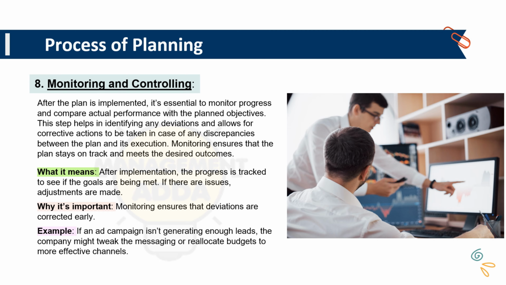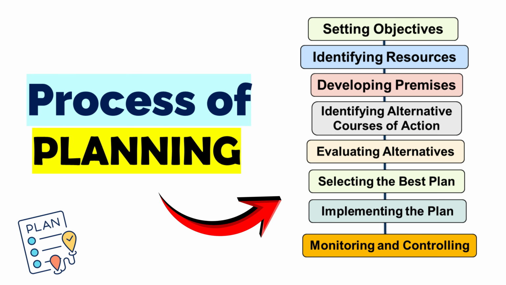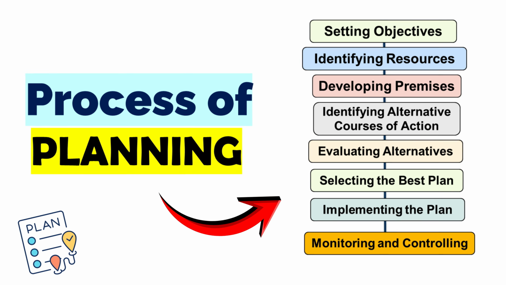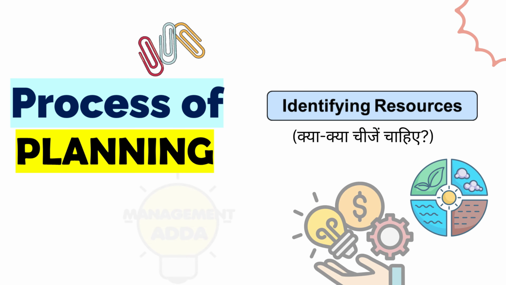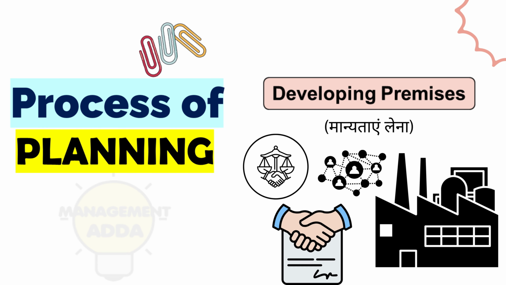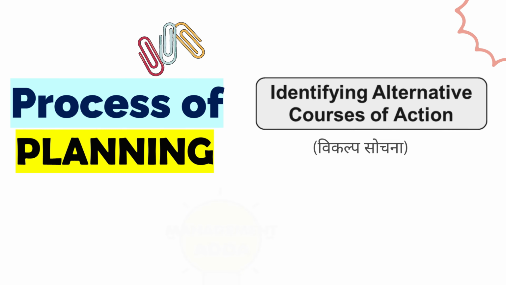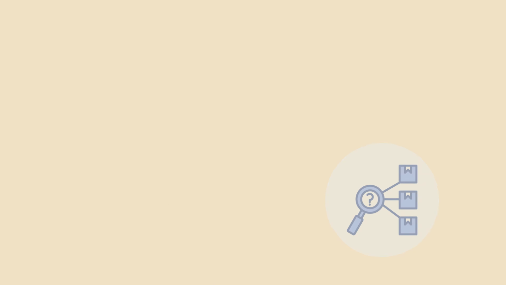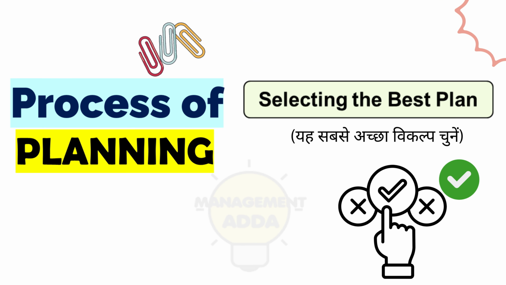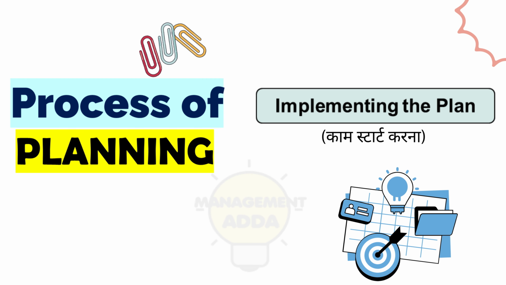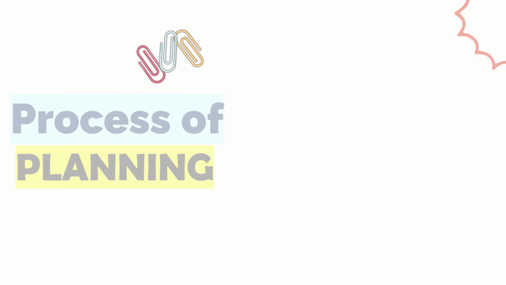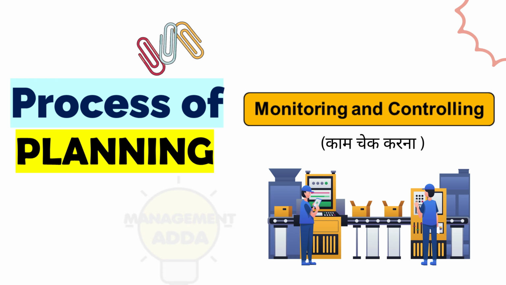So yeah, this was all about today's video, where we have seen the different stages involved in the process of planning. The first step is setting objectives, the second step is identifying resources, third is developing premises, then identifying alternative courses of action, evaluating those alternatives, selecting the best plan out of them, then implementing that plan, and finally, monitoring and controlling. So these were all the processes. Make sure to write all the points in your answer whenever this question comes in your exam.